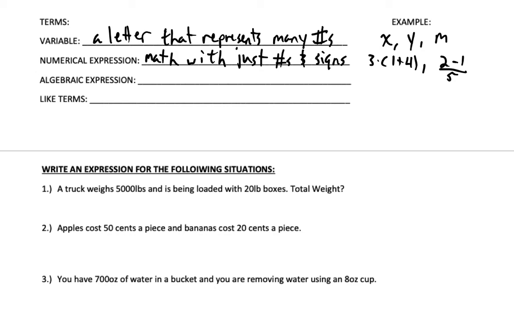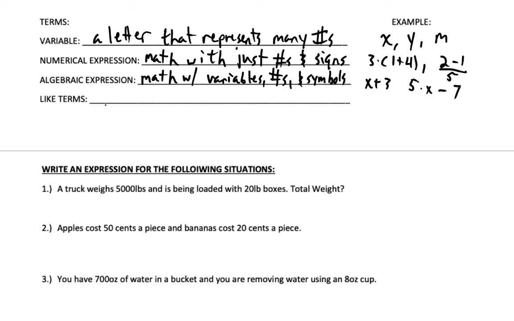Okay, so what makes an algebraic expression different than a numerical expression? Well, an algebraic expression is just an expression again, but it can have variables as well. So this is going to be math with variables, numbers, and symbols. So this could be something like x plus 3, or 5 times x minus 7.